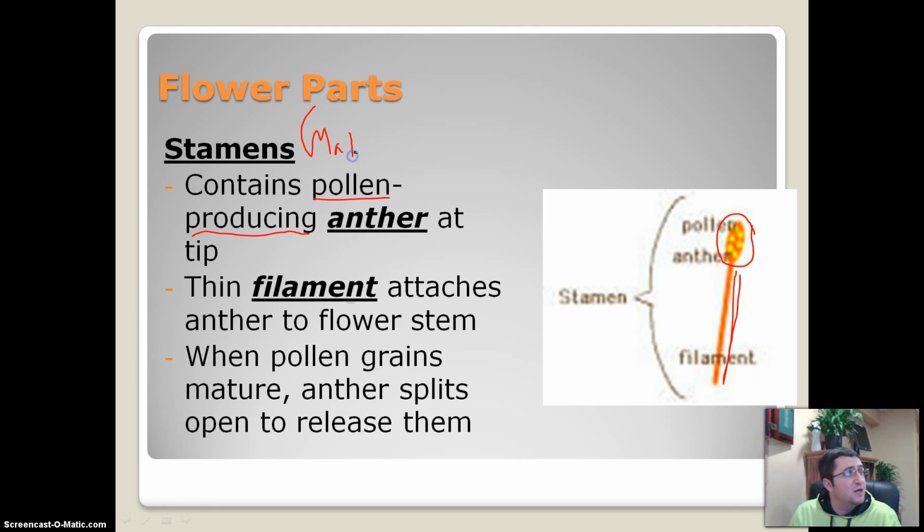One thing I haven't mentioned yet is that every flower has both a male and a female portion. The male portion is called the stamen. And so the stamen is composed of the upper part, which is called the anther, which produces the pollen, as well as the lower part, which is like a stick that holds that anther up.